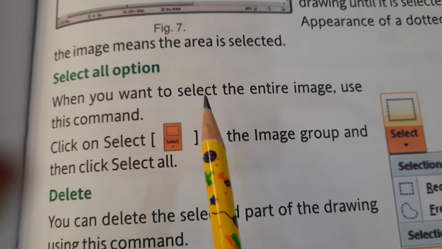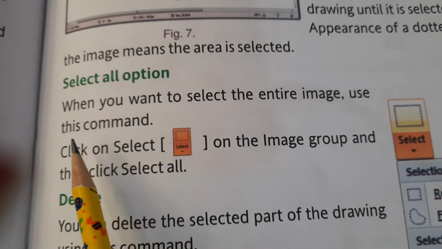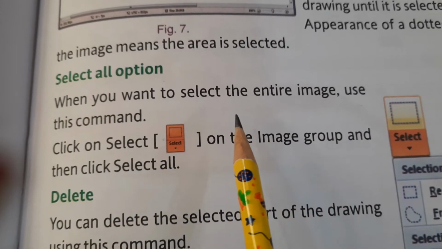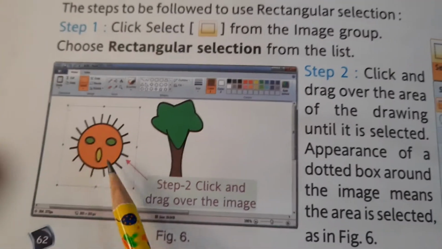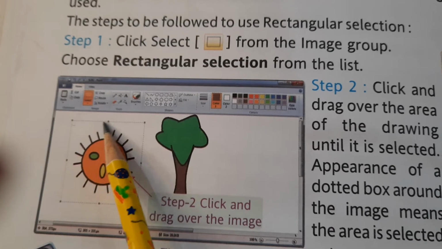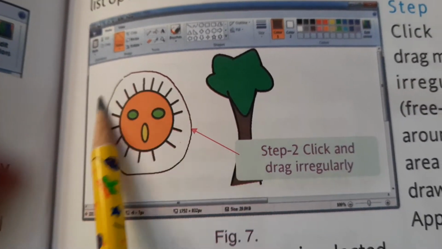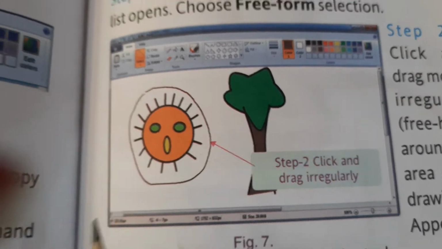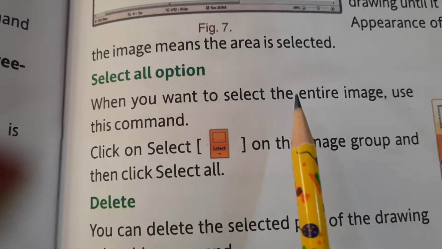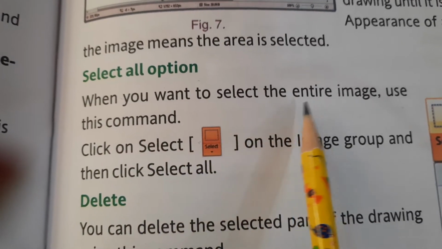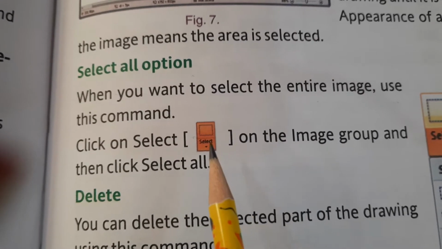When you want to select the entire image, use this command. Means when we want to select the entire image, earlier we have seen how we can use rectangular selection, in which this box will be formed, how we can use freeform selection, in which this irregular figure will be formed. Okay, but here we are understanding about select all option. So when we will select this, the entire image will be selected.